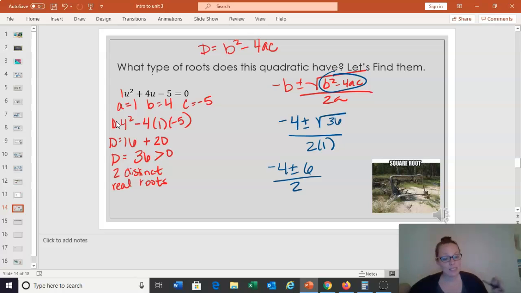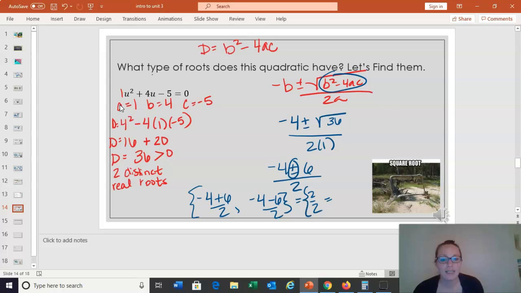Now we have to sort of separate it to get our 2 answers, right? So this is going to be -4 plus 6 over 2 and -4 minus 6 over 2. Remember that plus and minus in the middle gives you those two different answers. So this is 2 over 2 and -10 over 2. Oops, that should be a minus or a comma. So really, sorry, hold on. Really, you have 1 comma negative 5.